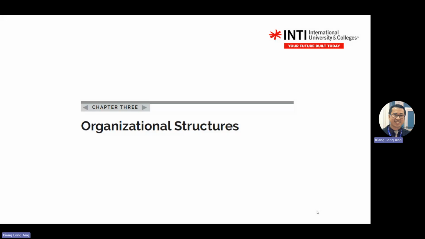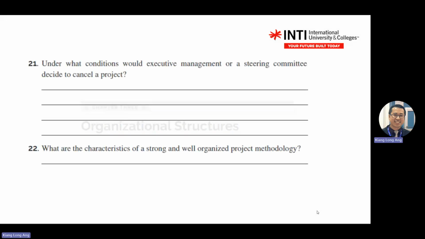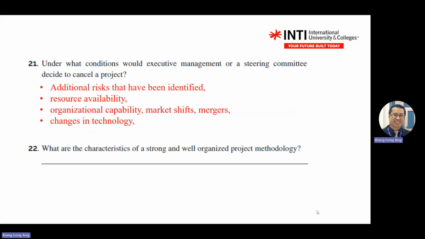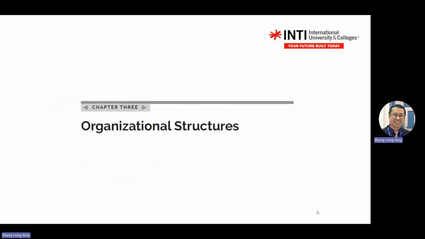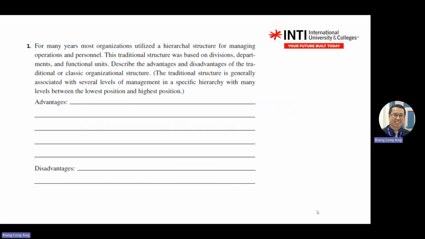Okay, we're going to chapter 3, organization chart structure. Yesterday we discussed the project methodology, and now we look into the chapter 3 organization chart. So for the organization chart, there is a gap, and also there's a different way of project organization.